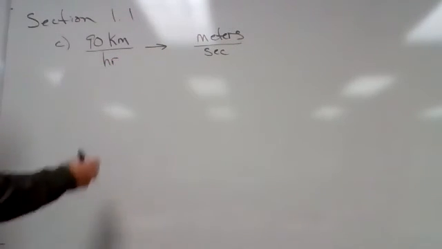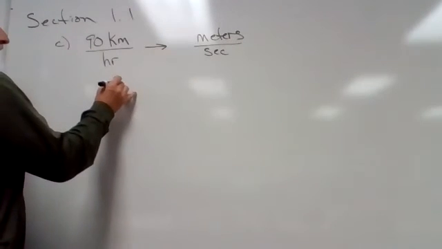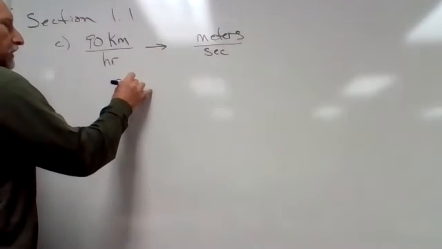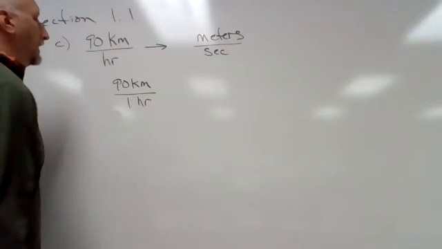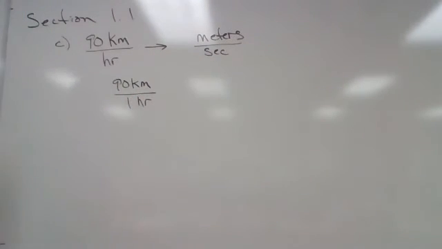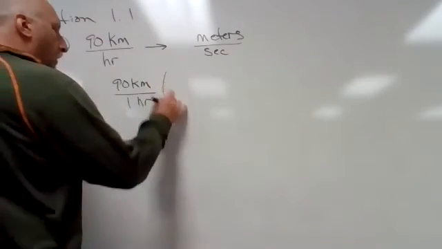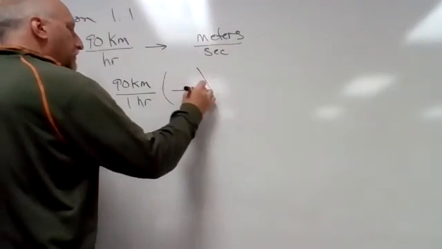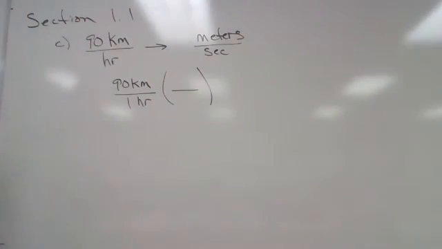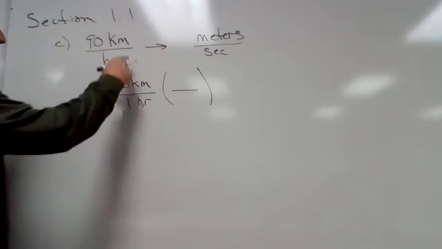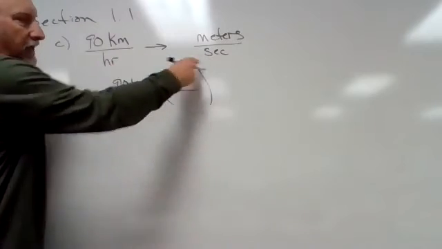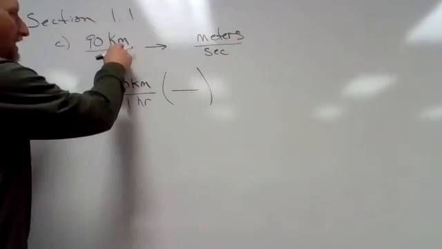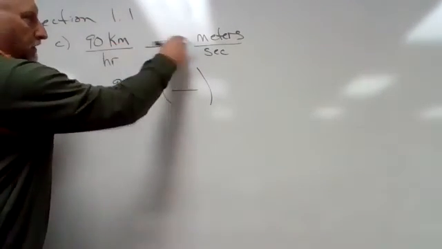And here's how I'd like you to work this out. Write down your original fraction. Include your units. 90 kilometers for 1 hour. What we are going to do is multiply by conversion units. So we have to ask ourselves, let's convert kilometers to meters, or we can convert hours to seconds first. It doesn't matter. I'm going to convert kilometers to meters.